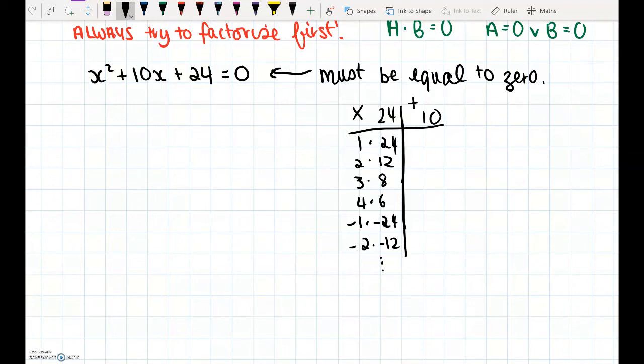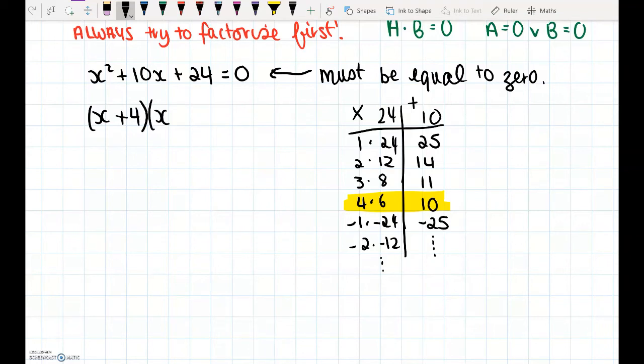So add them together. 1 plus 24 is 25, 2 plus 12 is 14, 3 plus 8 is 11, 4 plus 6 is 10, minus 1 plus minus 24 is minus 25, etc. Okay, now you should be able to see we wanted them to multiply to give 24. Well, that's everything. They had to add to give 10, and in this case we're using this row here, which means our numbers are 4 and 6. So when we factorize now, we have x plus 4, x plus 6 is equal to 0.